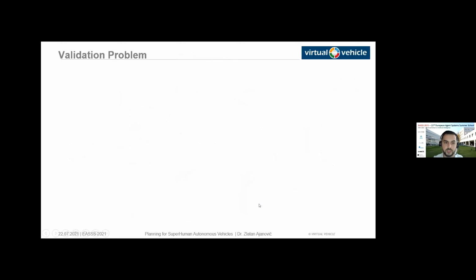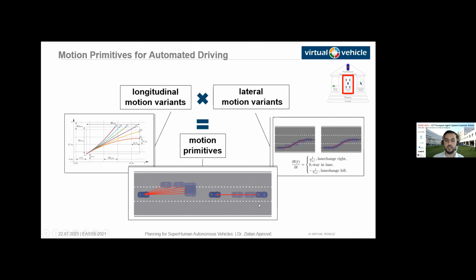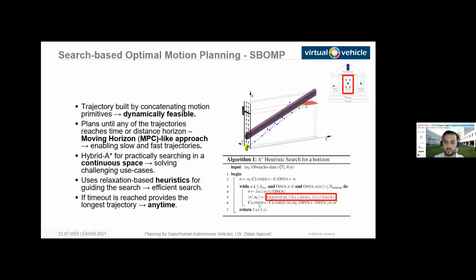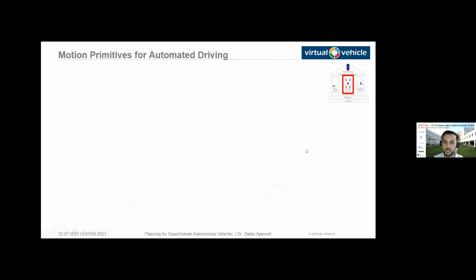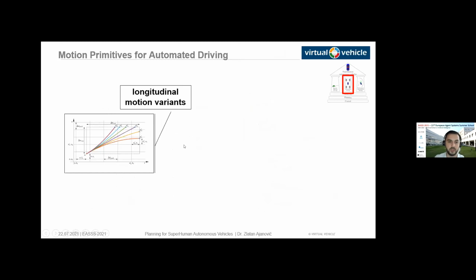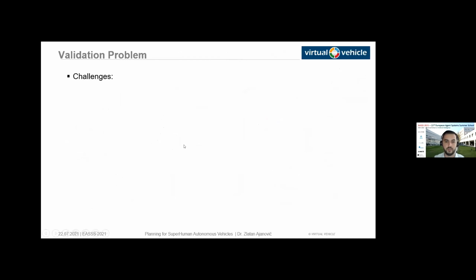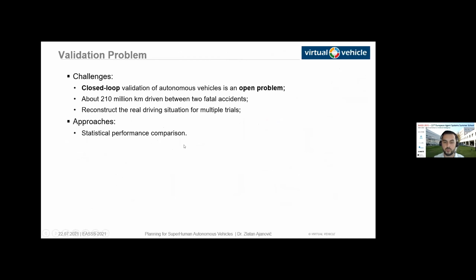So by using these motion primitives in this search-based optimal motion planning framework, we can actually construct collision-free and feasible driving behaviors for our vehicle. So we developed this algorithm, and it is working. And then we wanted to validate it.